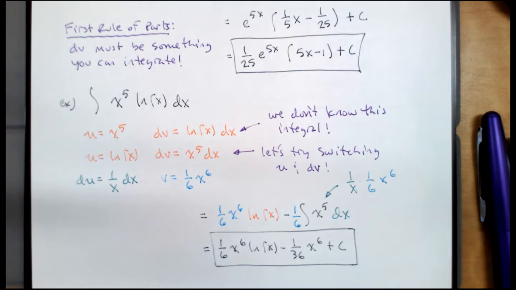All right. That's integration by parts. The integral of u dv is uv minus the integral of v du. That's going to do it for today.